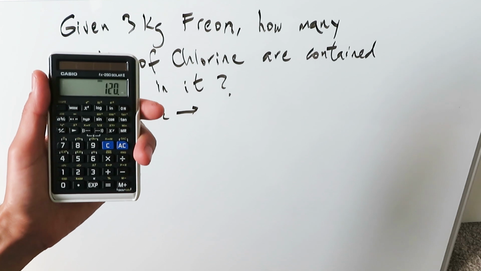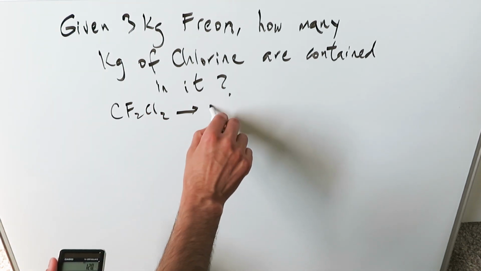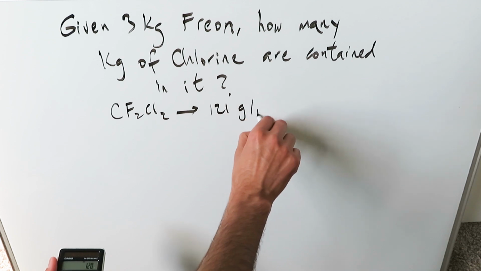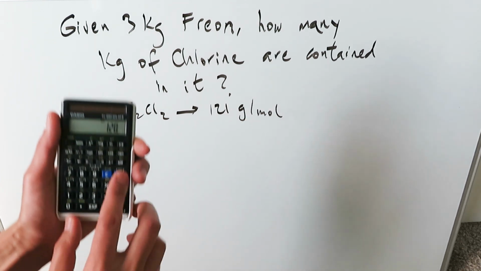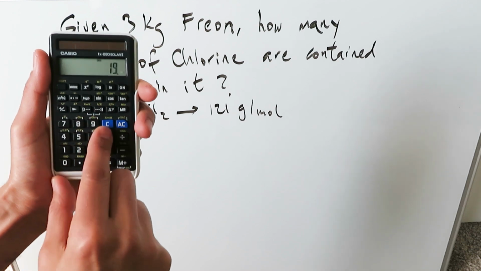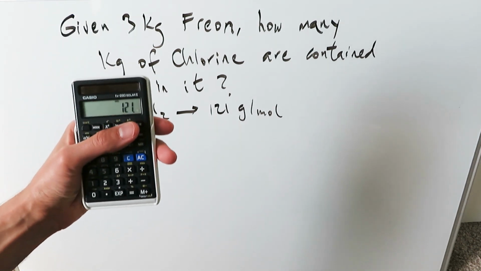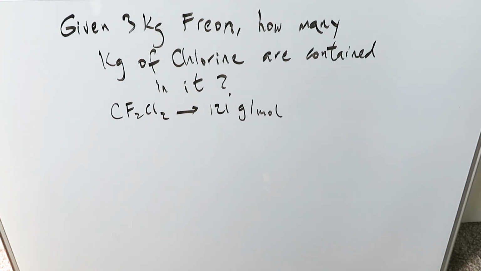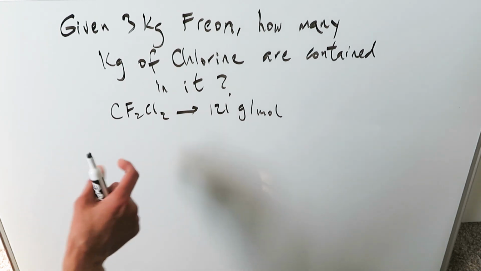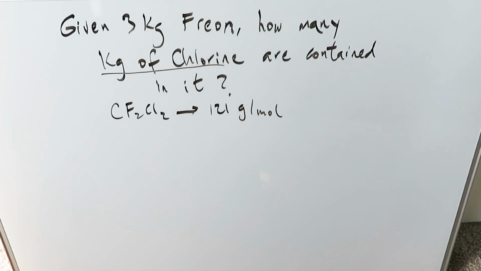We have here 120, but really chlorine is 35.5, so I'll up it to 121 grams per mole. And again, you can look at the calculation. We'll do 35.5 times 2 for chlorine plus 19 times 2 for fluorine plus 12. We're getting 121, so it'll be a more accurate representation. Now let's do our factor label method. We have to determine the kilograms of chlorine, but we'll start everything here with grams.